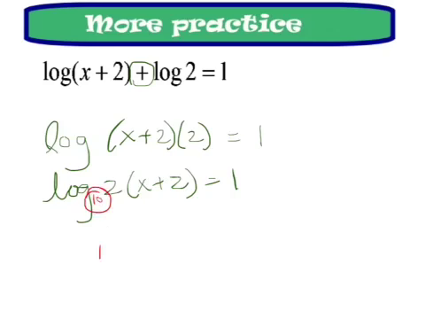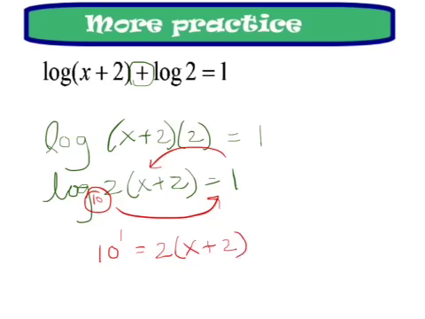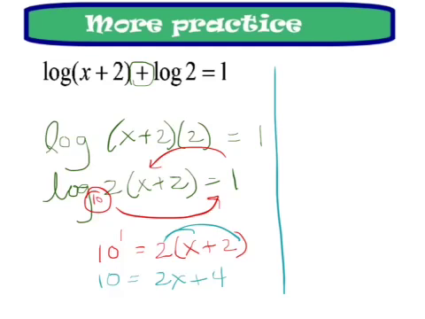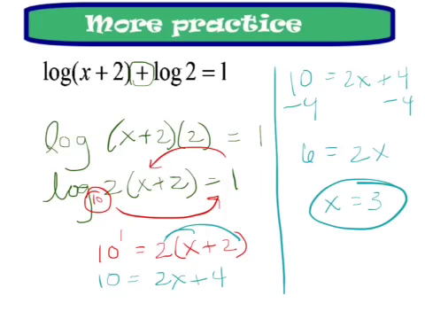So I'm going to start with that and say 10 to the 1 equals the whole expression. And now I can solve. 2x plus 4, solve for x, and I get 3 for x.